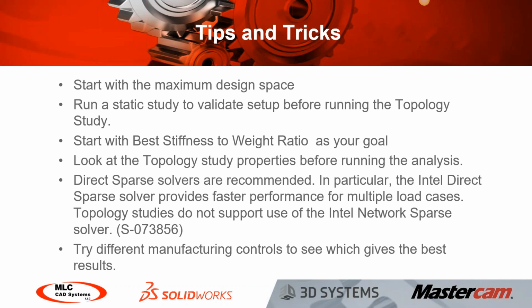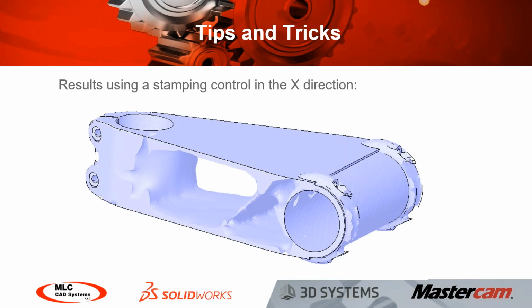And try different manufacturing controls to see which gives you the best outcome. I was using the pull direction or the demold direction, but here's the same study when using a stamping control direction in the X direction. So it put through holes basically in the X direction, really giving me a totally different result. So try different control methods to see which ones give you the results that are most desirable.